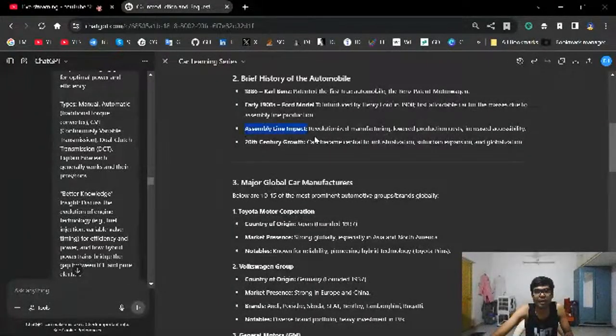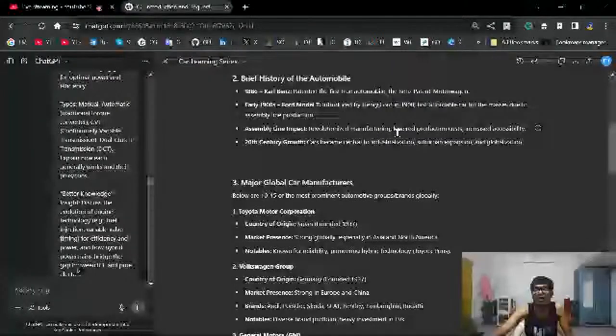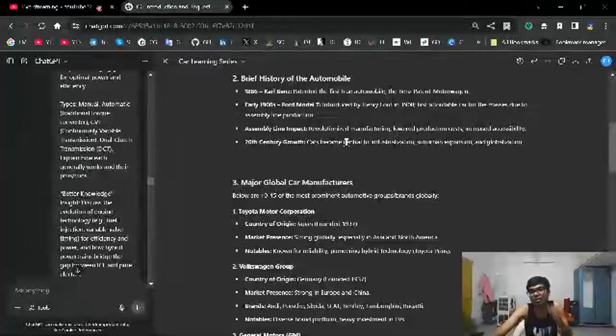So assembly impact: it revolutionized manufacturing, lowered production costs, and increased accessibility.